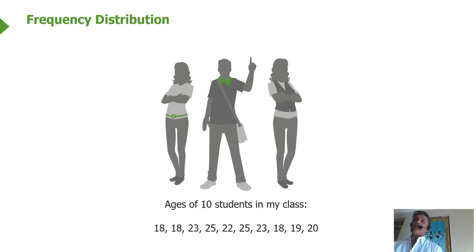Okay. Let's say there are 10 students in my class, and these are their ages. 18, 18, 23, 25, 22, and so on. Those are their ages. Bunch of young kids. Damn, I envy you. I'm old now. Being old sucks. It's not fun. Don't get old. Stop right now.